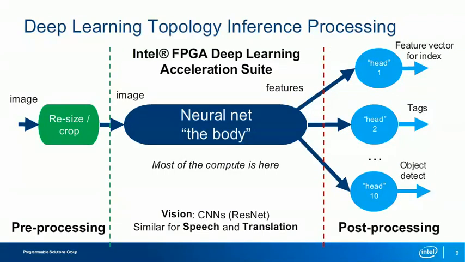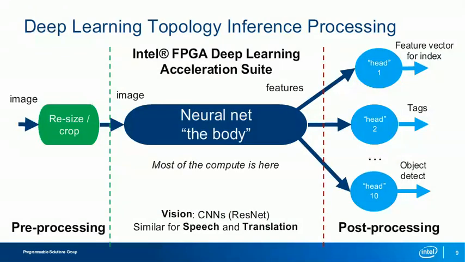The second part is the actual neural network body. Here, the data is passed through, and the various features are extracted by the many layers of the neural net. For image processing, typically we will use a ConvNet, for example ResNet. For speech and translation, it may be some sort of a recurrent network.